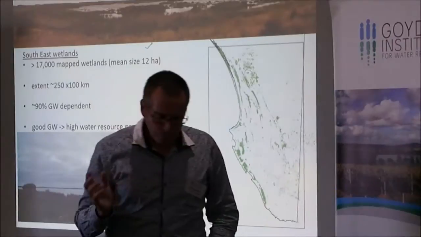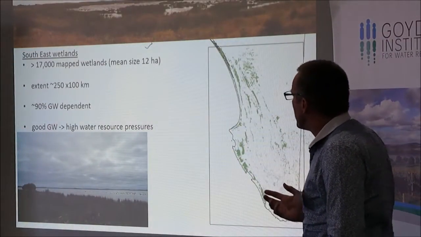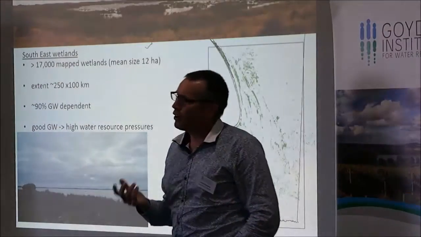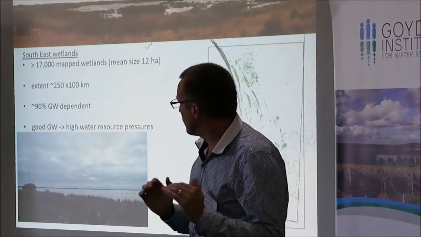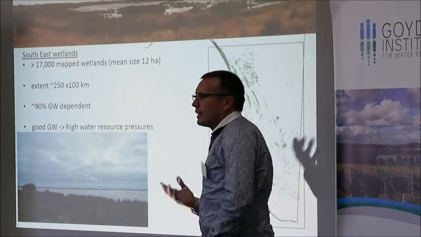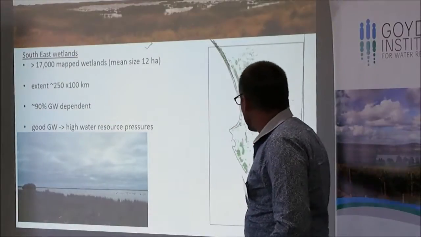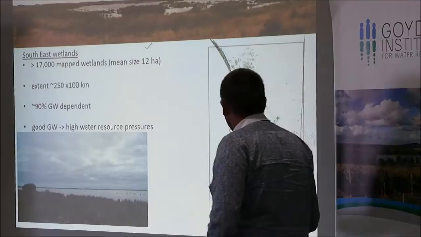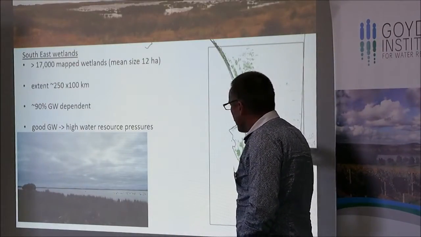So the first one, there's about 17,000 wetlands which are mapped within this region. About 90% of them are groundwater dependent, so there's this really high dependency upon the groundwater, so we need to be able to protect that resource as well. And because it's good quality, particularly down in this region, there are other pressures on it. So we can grow crops. It's developing as big an irrigation region as the Riverland, particularly as the River Murray becomes less reliable. There'll be greater demands on this region.